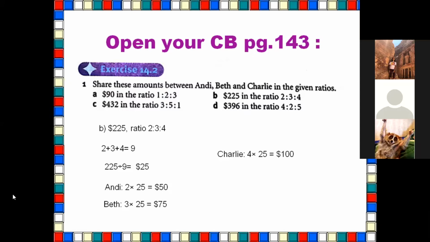To make sure that you get the right answers, write the money for each person, 50 and 75 and 100. It should be $225, and it's already $225. Okay? So again, you add the total of the ratios, then divide the quantity that you have by the total, then multiply by each part of the ratio.